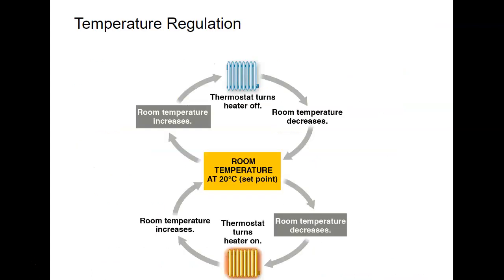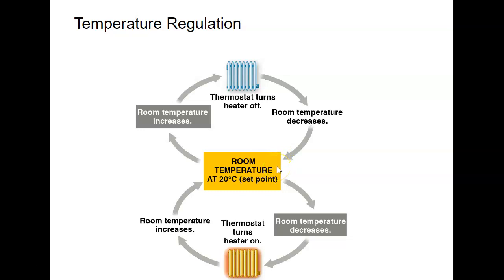Oftentimes, homeostasis and positive and negative feedback is related in the sense of a thermostat that's monitoring the temperature in your house. So let's say we have a room temperature set to about 20. If for some reason the temperature increases, then that is the stimulus that triggers the sensor, which is the thermostat, to turn off. And that would be the response. And then the room temperature should therefore decrease.